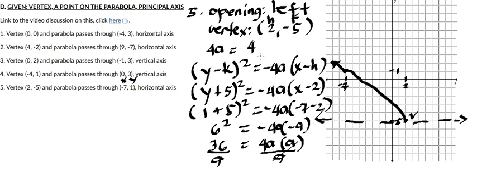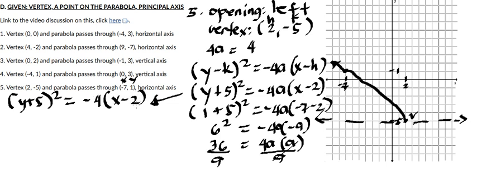So from here, we are now writing our standard equation. We have y plus 5 squared equal to negative, and then 4a is 4 times x minus 2. That is now your standard equation of the parabola. So that is how you write your standard equation of the parabola.